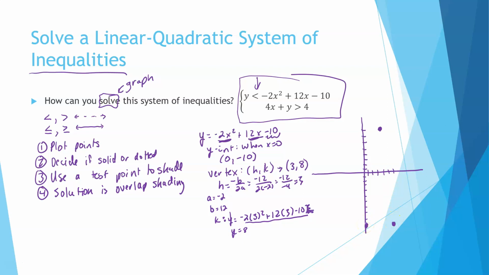So I finished step 1 for my quadratic. That one takes a little bit longer, but that's okay. Now I'm at number 2. I need to decide if it's solid or dotted. Since it's just less than, I'm going to draw a dotted parabola.